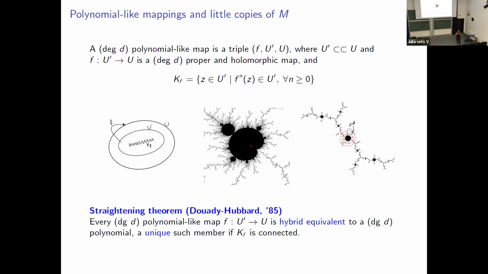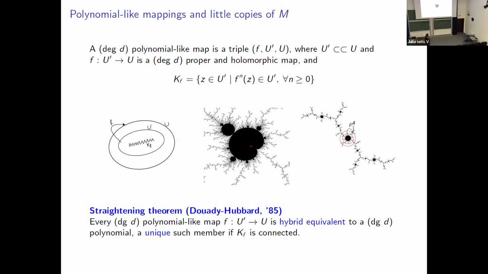Hybrid equivalence is a quasi-conformal conjugacy which has D bar equals 0 on the Fatou-Julia set. And by the way, how is the filled Julia set of a polynomial-like map defined? For a polynomial, the filled Julia set is the set of points that don't go to infinity. Here we define it in the same way, just we don't have an infinity. So the filled Julia set is the set of points that do not go away, that you can iterate forever and ever.